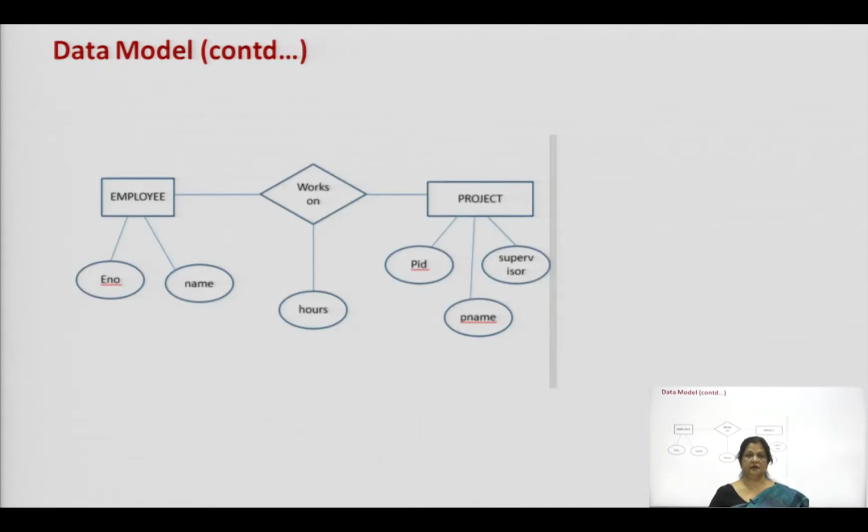Now, this is another example of the entity relationship model, where we have employees and we have projects as the objects. There is a relationship works on between the employees and the projects, meaning that the employees work on projects. Then for the employees, we have the attributes ENO, name and hours, and for the project we have the attributes PID, supervisor, and P name.